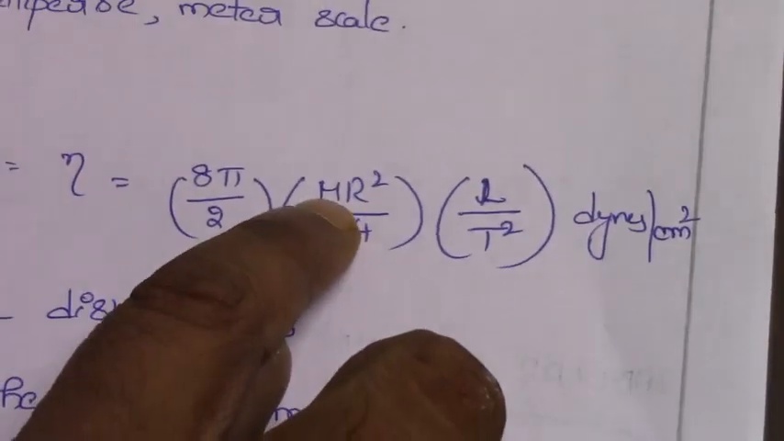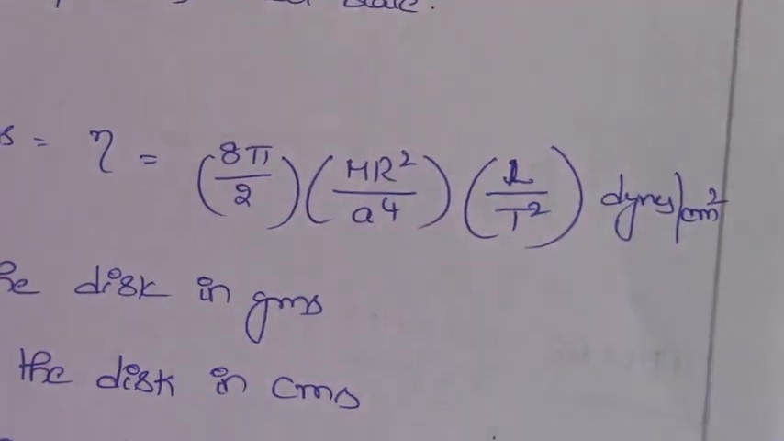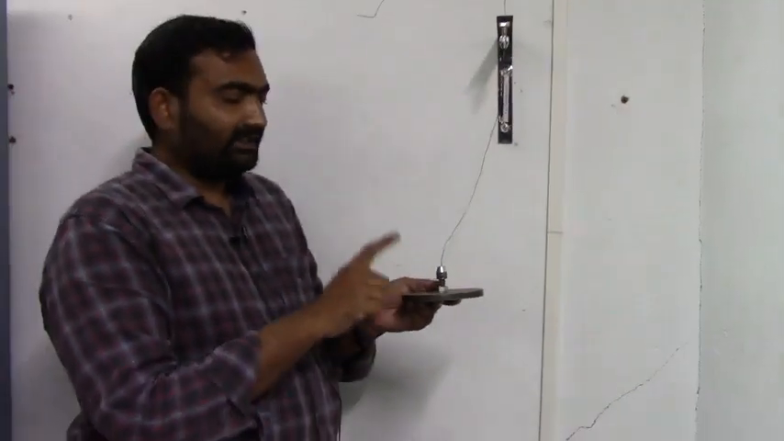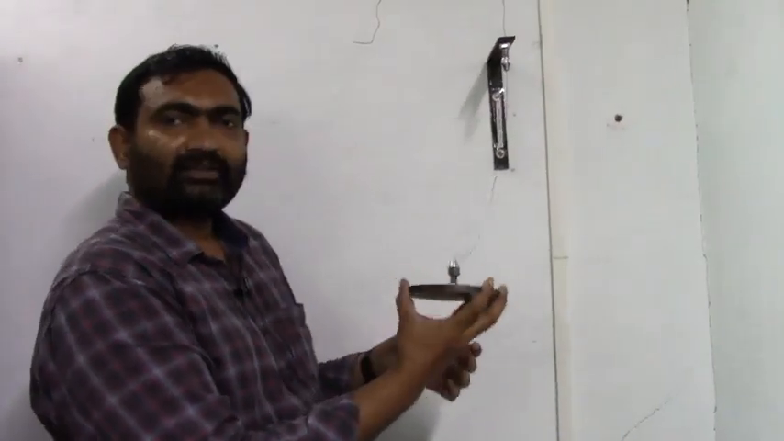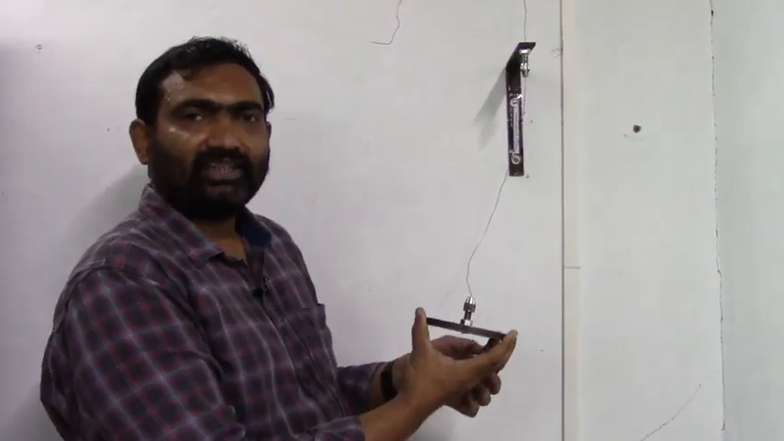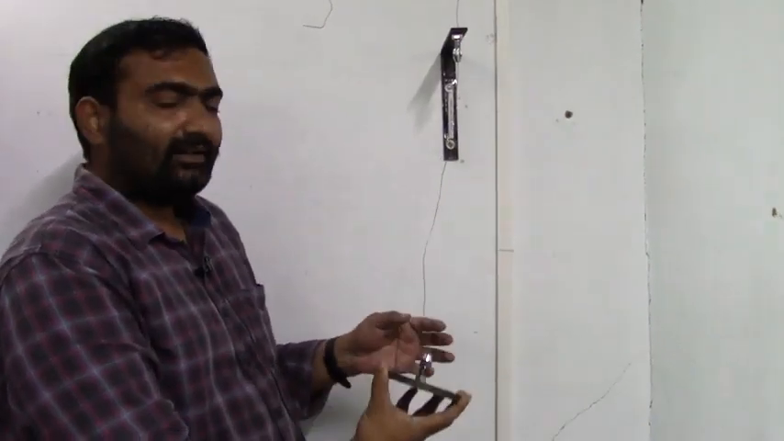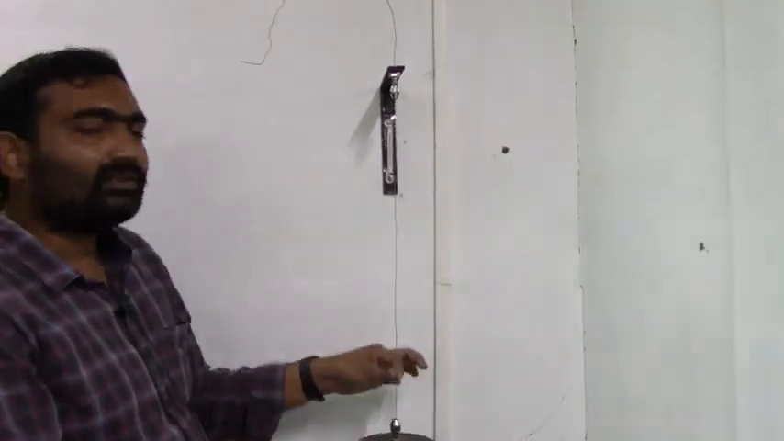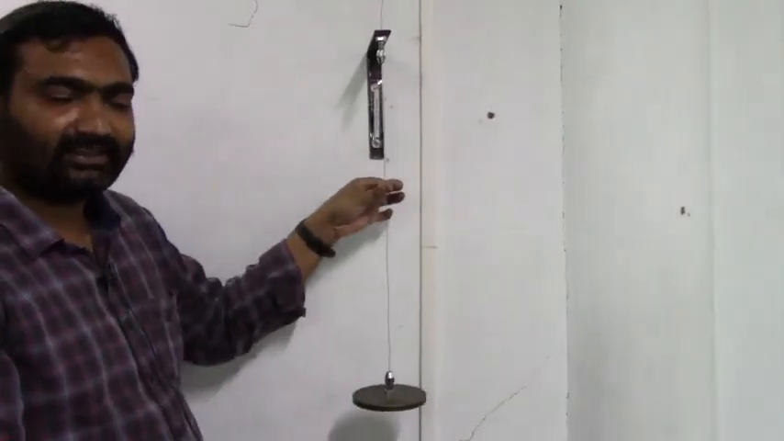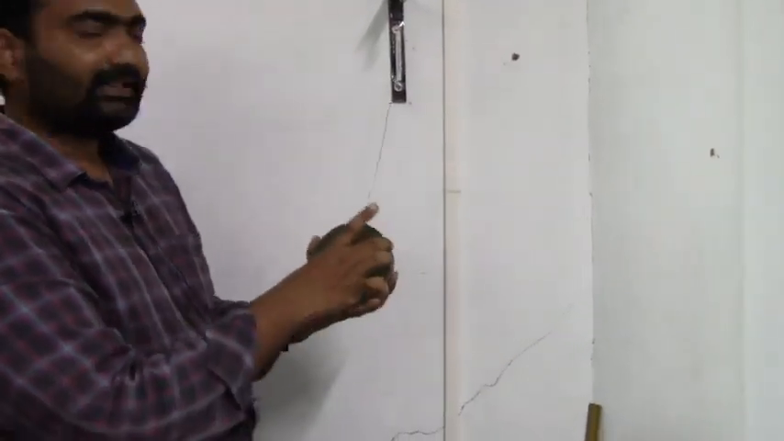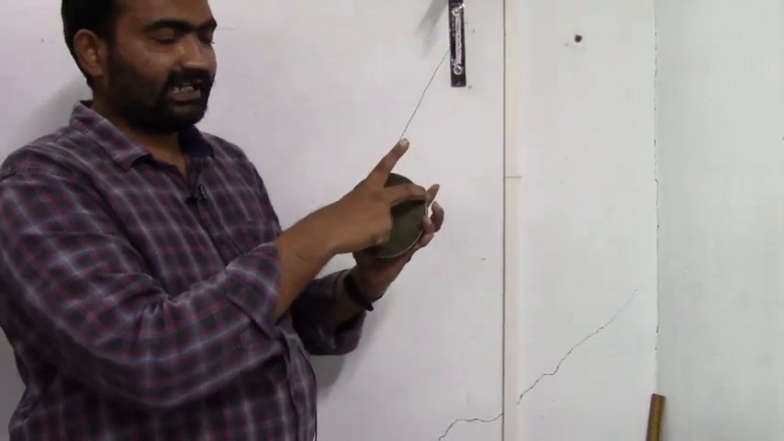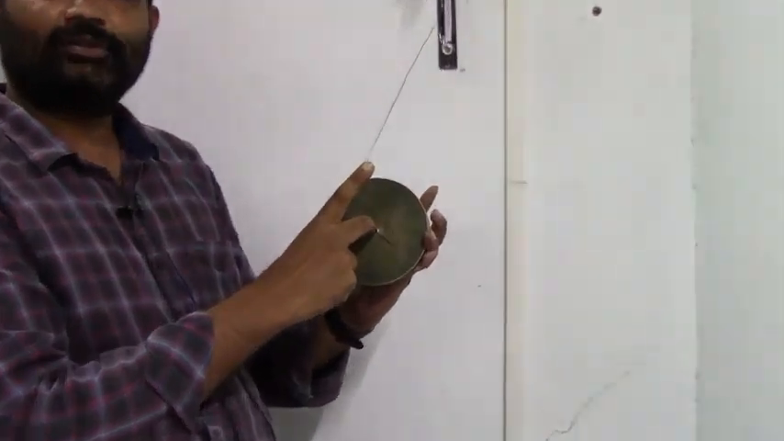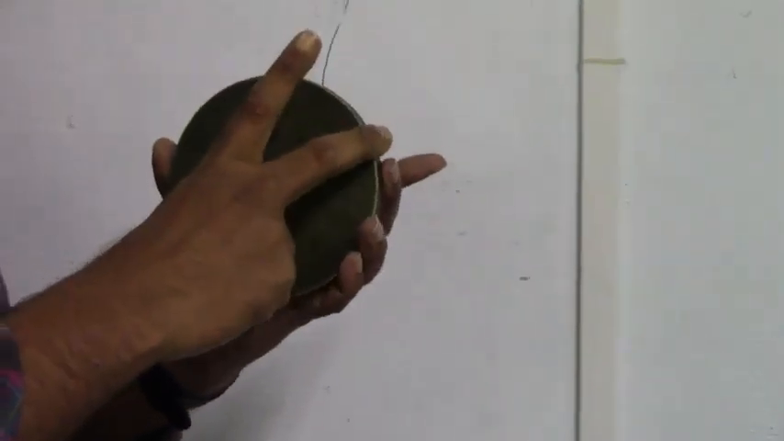First let me explain what m, r, a are once again. Here this is the brass disc, capital M is the mass of this disc, which we evaluated, and it is 1000 grams. Here a is the radius of this wire, and R is the radius of this disc, which is the diameter divided by 2. First let us calculate how to find the radius of the disc.